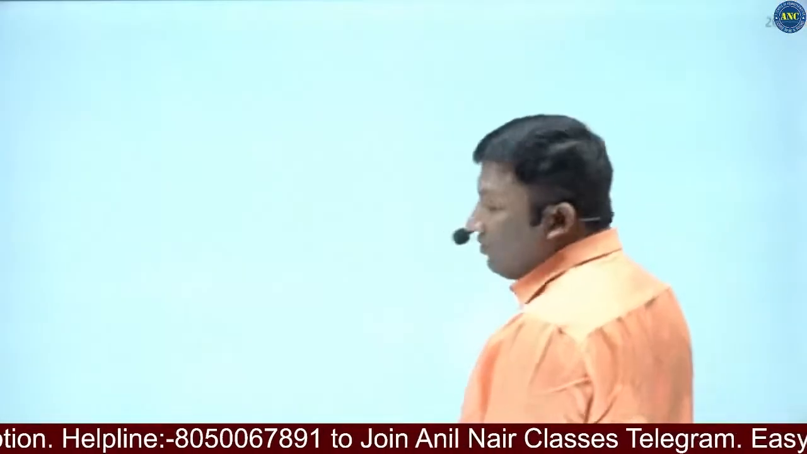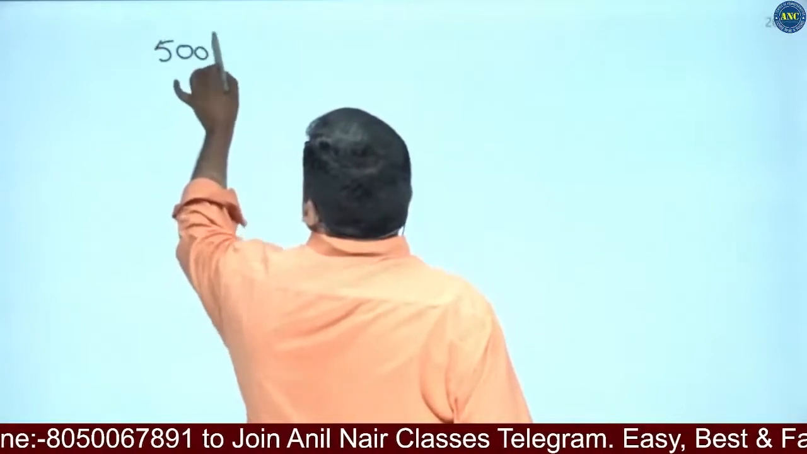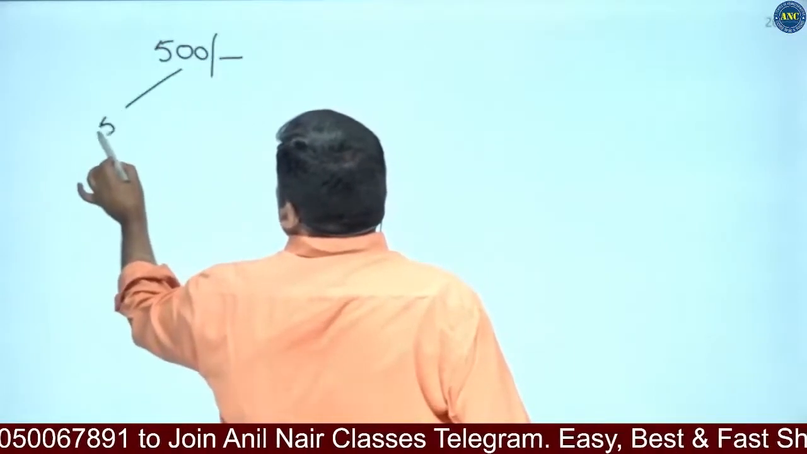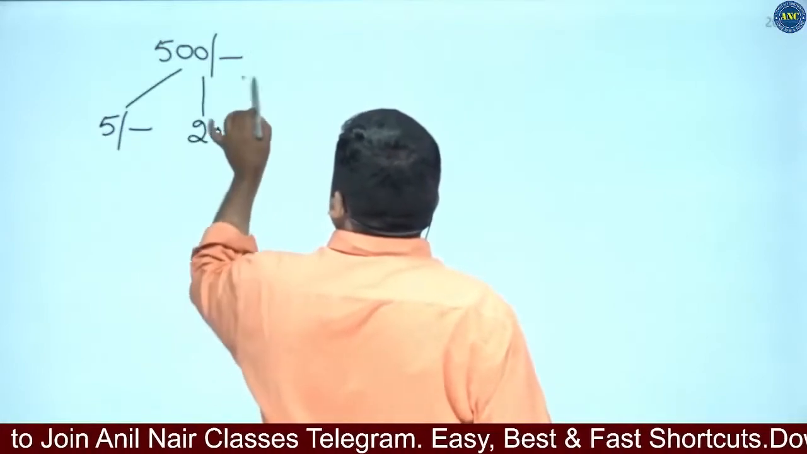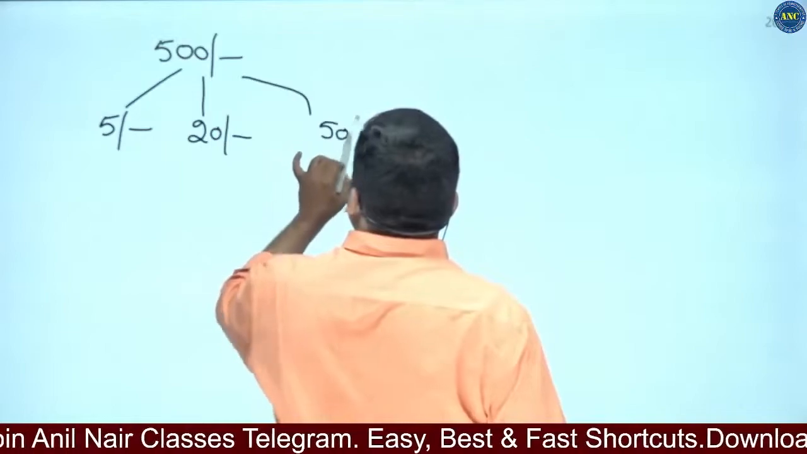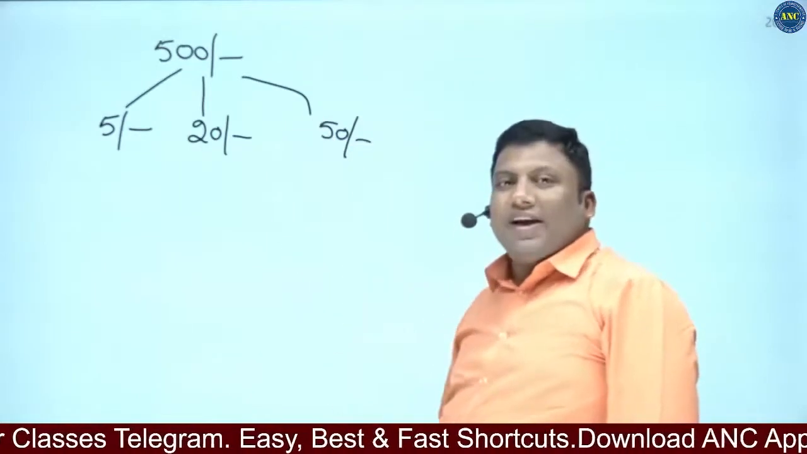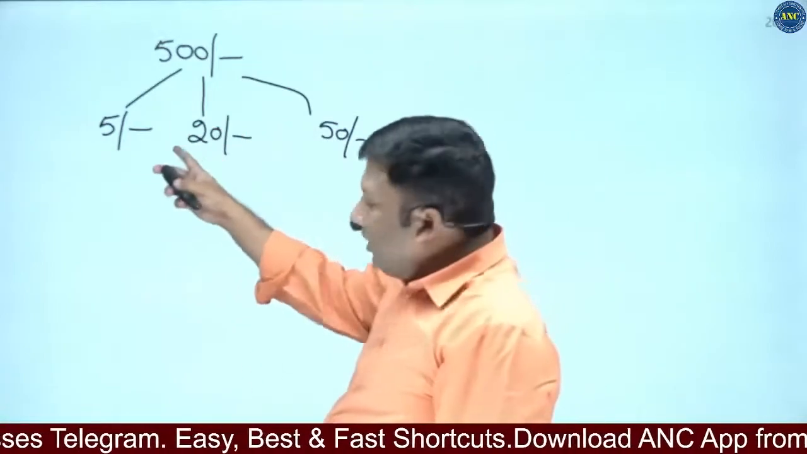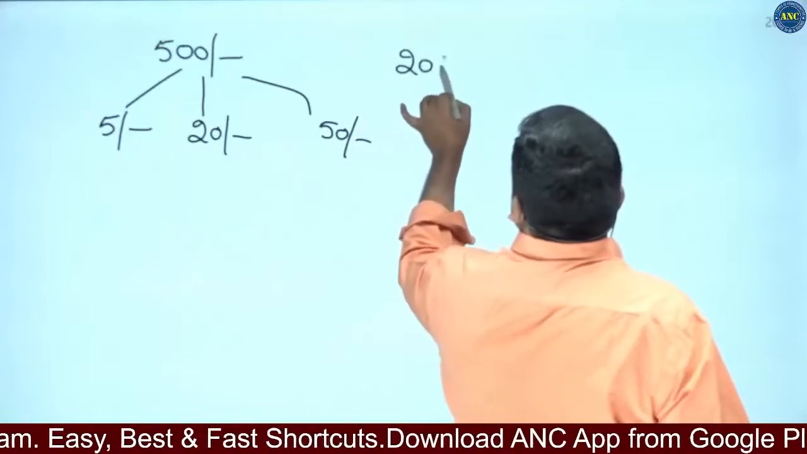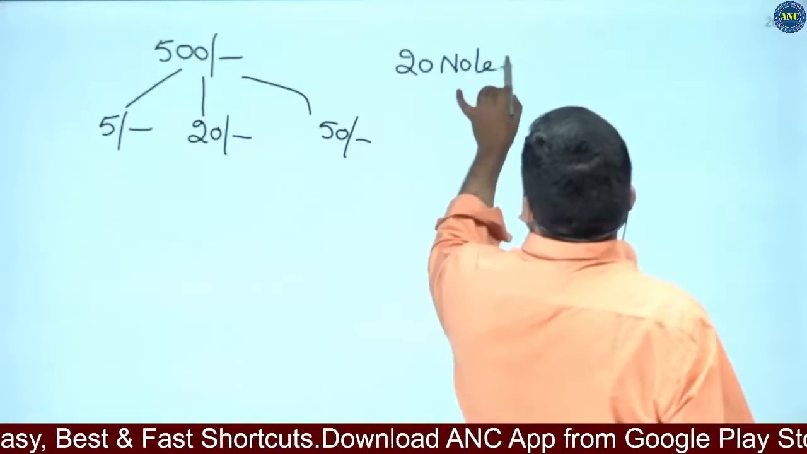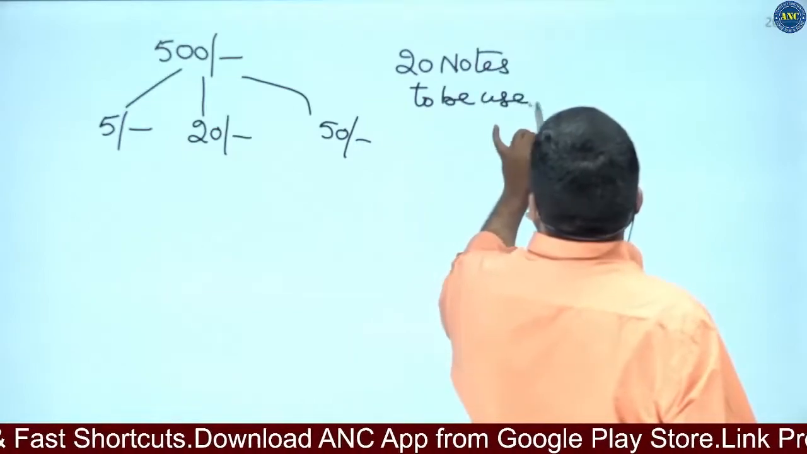Suppose one more question we will solve. A person has to give 500 rupees using 5 rupee notes, 20 rupee notes, and 50 rupee notes. In how many ways can I give 500 rupees using 5 rupees, 20 rupees and 50 rupees? Exactly 20 notes need to be used.